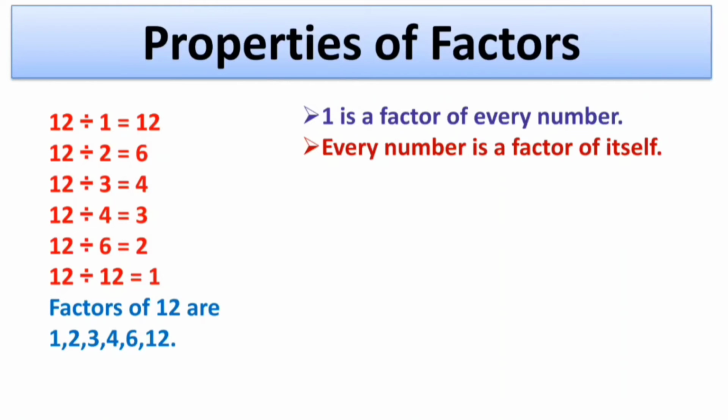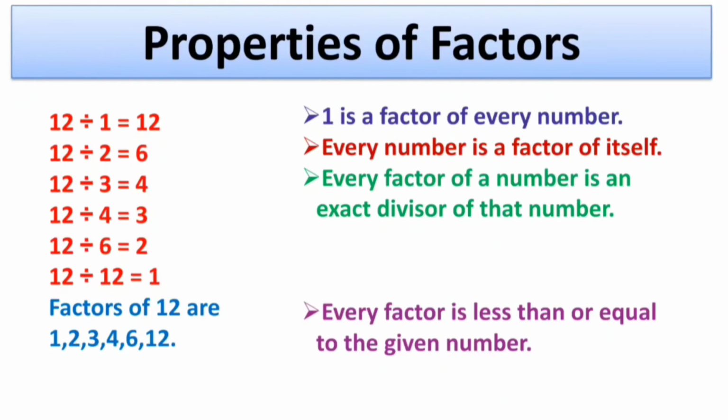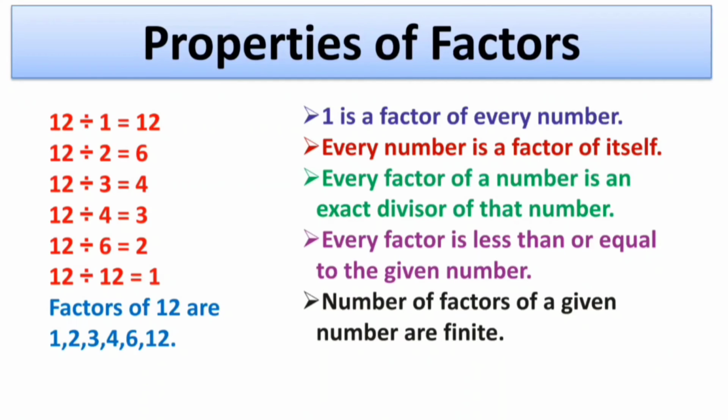Here 1, 2, 3, 4 and 6 are less than 12. So we can say every factor of a number is an exact divisor of that number and every factor is less than or equal to the given number. One more thing is that the number of factors of a given number is finite. We can count the number of factors. So factors are finite.